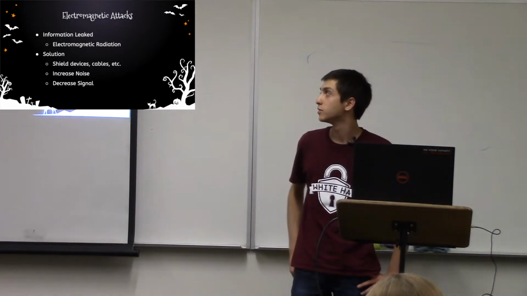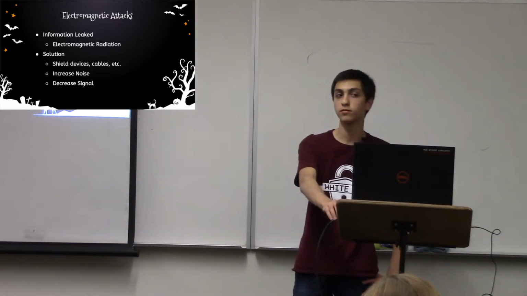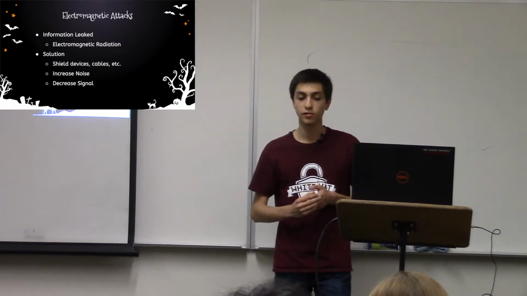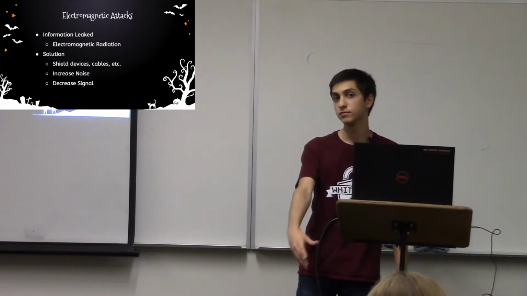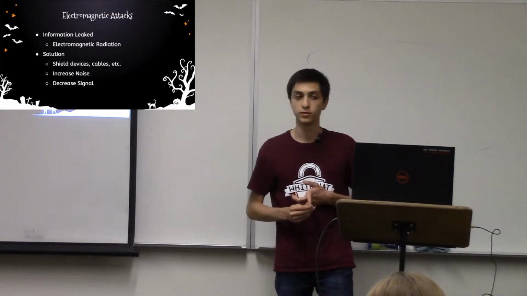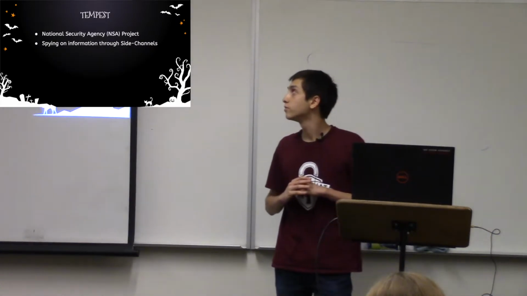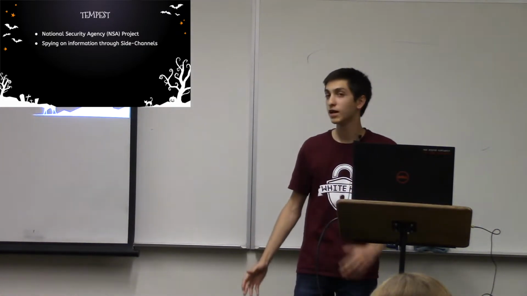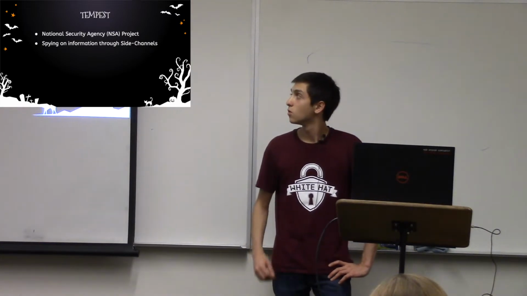We'll get a little bit more into this, but the solution to preventing this is to shield cables so the field emitted is weakened, increase noise by maybe putting a jammer that creates some radio wave at the same frequency that the cable is emitting, or decrease signal by decreasing the amount of field it's emitting. So Tempest is an NSA project that focuses on side channel attacks and how to defend and how to attack.